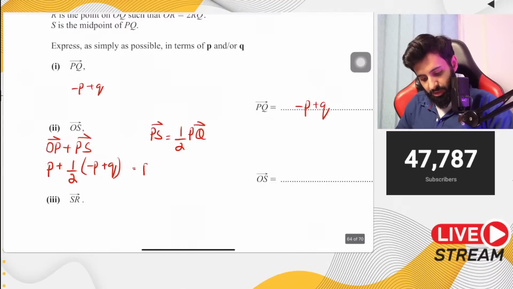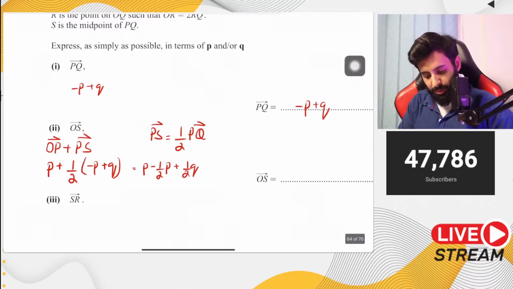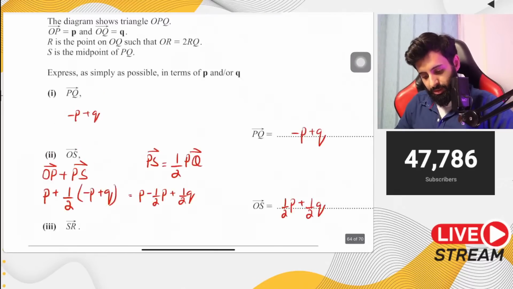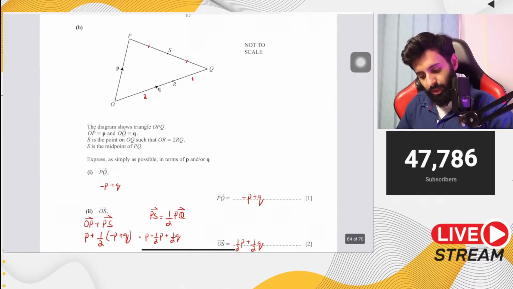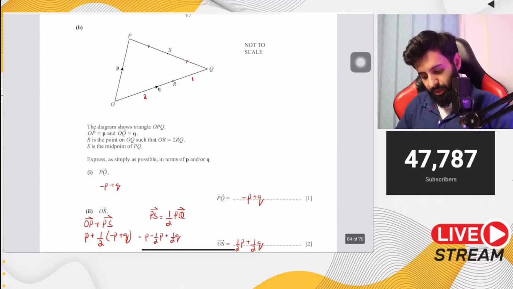Now you simplify this, let's see what do we get. So we get P minus half P plus half Q. So what's P minus half P? That's positive half P plus half Q. Okay, there you go. Now let's clean this up. Let's take a screenshot of this. Let's bring that back.